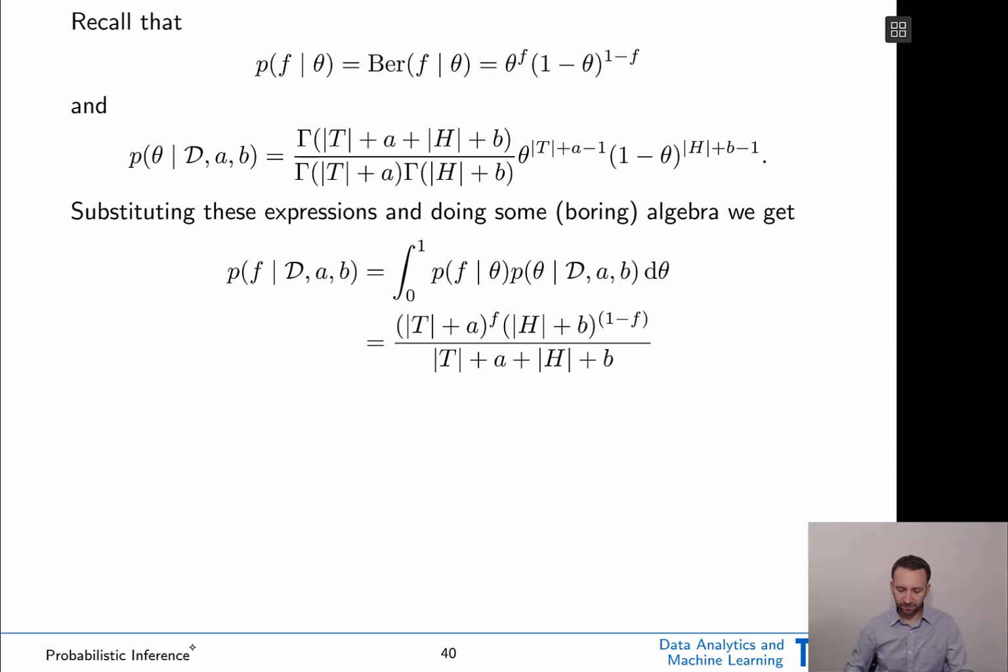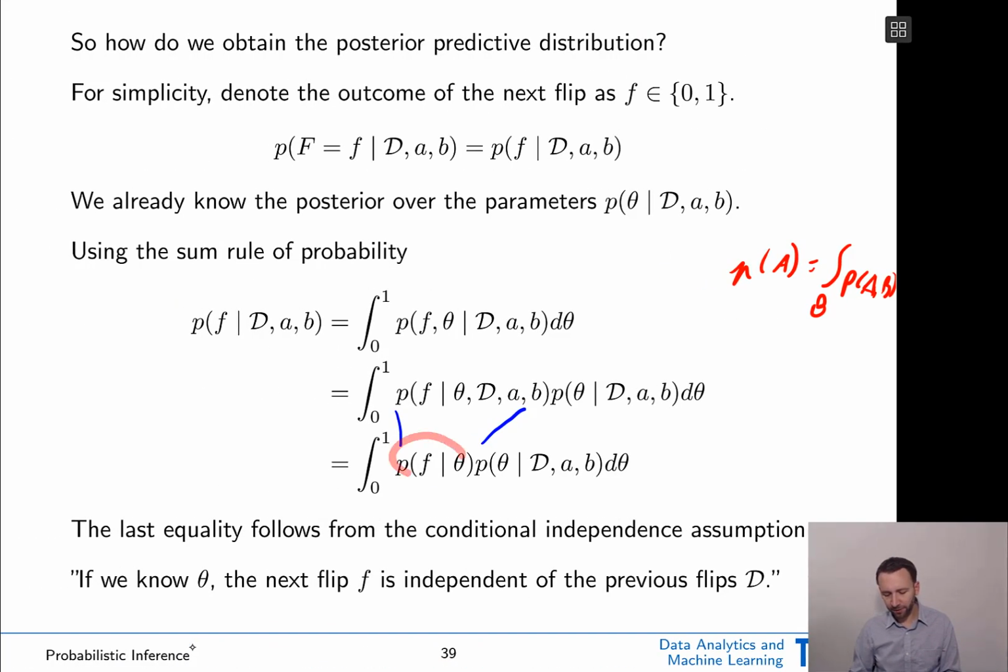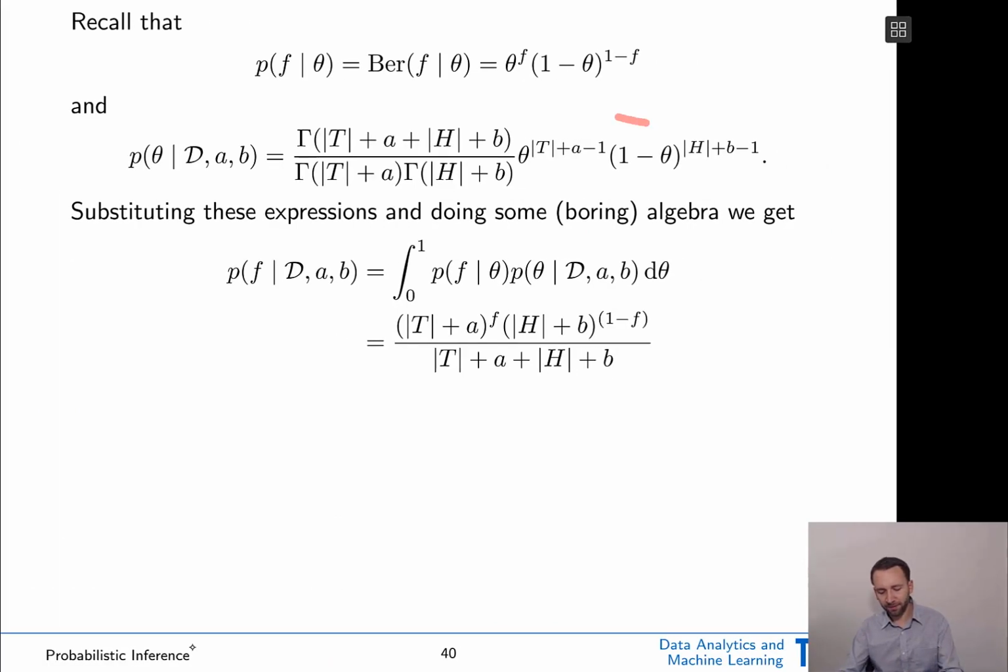Okay, so back to what we had here. We had this term, which is a Bernoulli, and we had this term, which we just derived in the previous part of the video. This is our posterior distribution over theta, which is this term here, and we know it's a beta distribution.